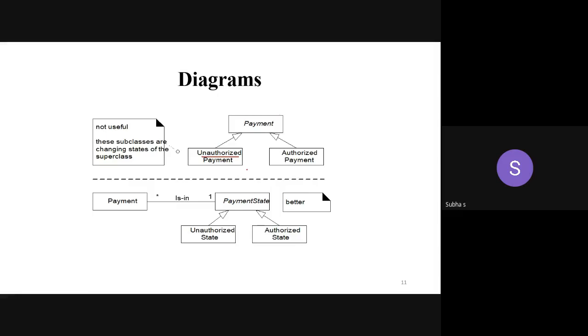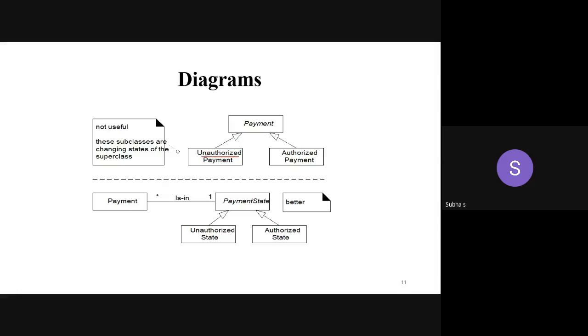So, this diagram you can't give like this because they are not subclasses. What this generally denotes is payment as superclass, unauthorized payment as one subclass, and authorized as another subclass, but this is not at all practically suitable. Practically it's not giving the exact meaning.